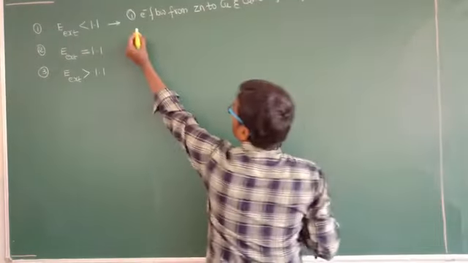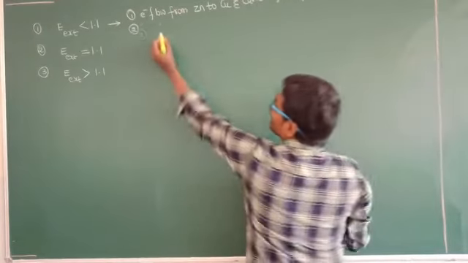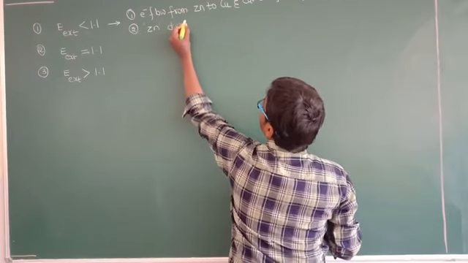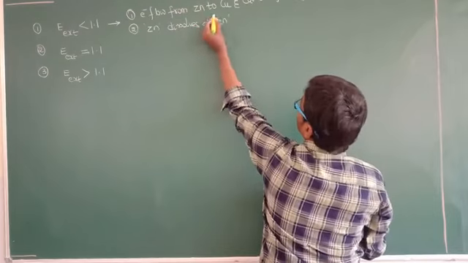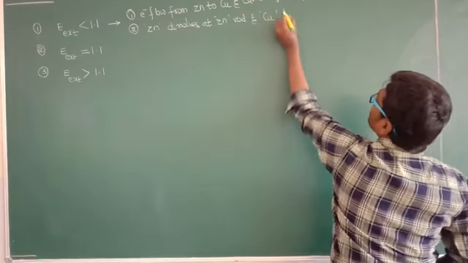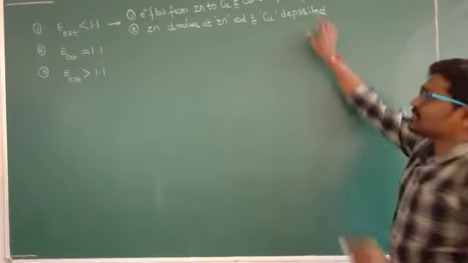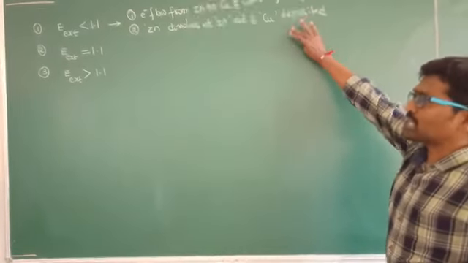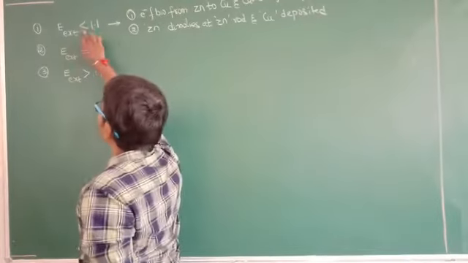Okay, next one. Here zinc dissolves at the zinc rod, and what about the copper? Copper is deposited at the copper rod. These are the two points you have to remember whenever the external potential is less than 1.1.